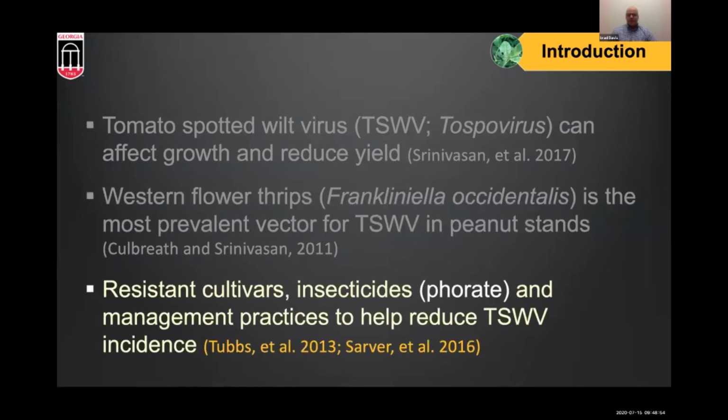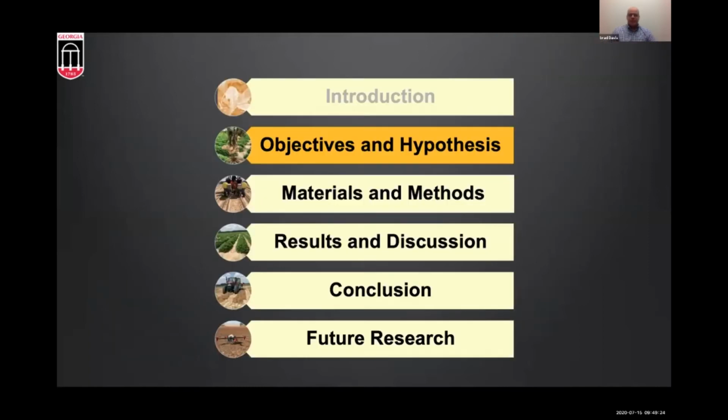There's been many management practices that have been introduced to combat against TSWV. Resistant cultivars have been introduced, insecticides, specifically phorate, and management practices such as seeding rate, planting day, cover crops, and tillage practices that have been introduced to help reduce the TSWV incidence. We'll now move into objective and hypothesis.